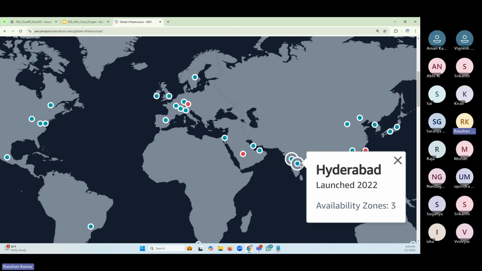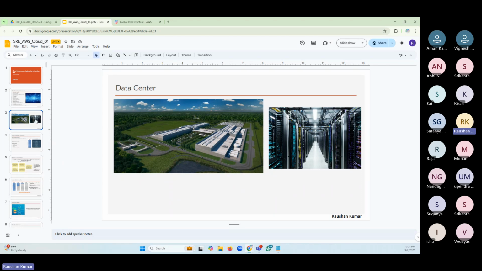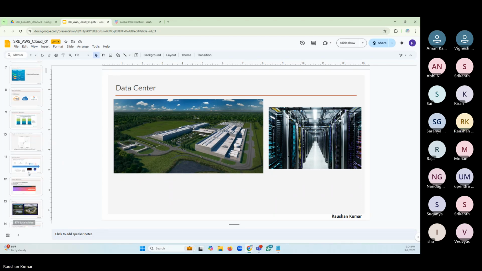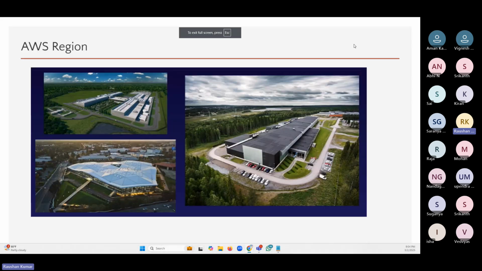Why do they have it? For high availability. We'll talk about this. Why do they have multiple AZs in one region? The way they have architected themselves is in such a way that they support high availability, friends. This is how a region looks like. Multiple data centers, multiple AZs in one region. Why do they have it?